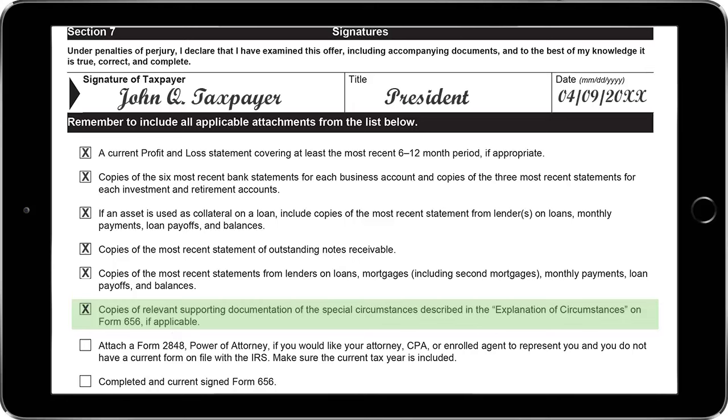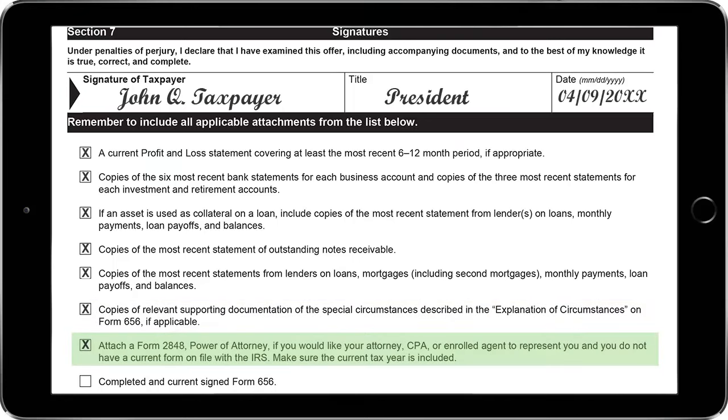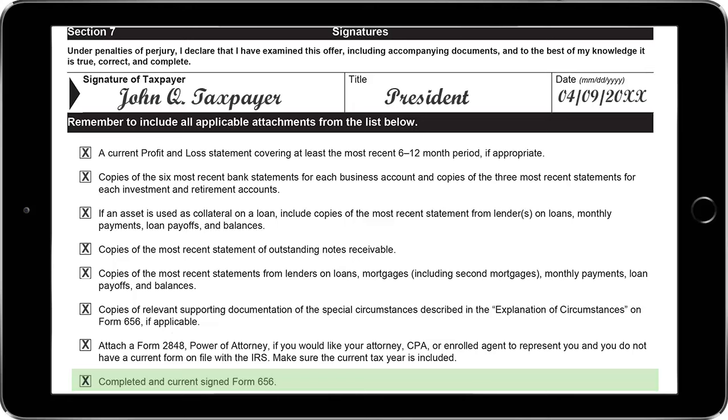Copies of relevant supporting documentation of the special circumstances described in the Explanation of Circumstances on Form 656, if applicable. Attach a Form 2848, Power of Attorney, if you would like your attorney, CPA, or enrolled agent to represent you and you do not have a current form on file with the IRS. Make sure the current tax year is included. Completed and current, signed Form 656. This ends the video.